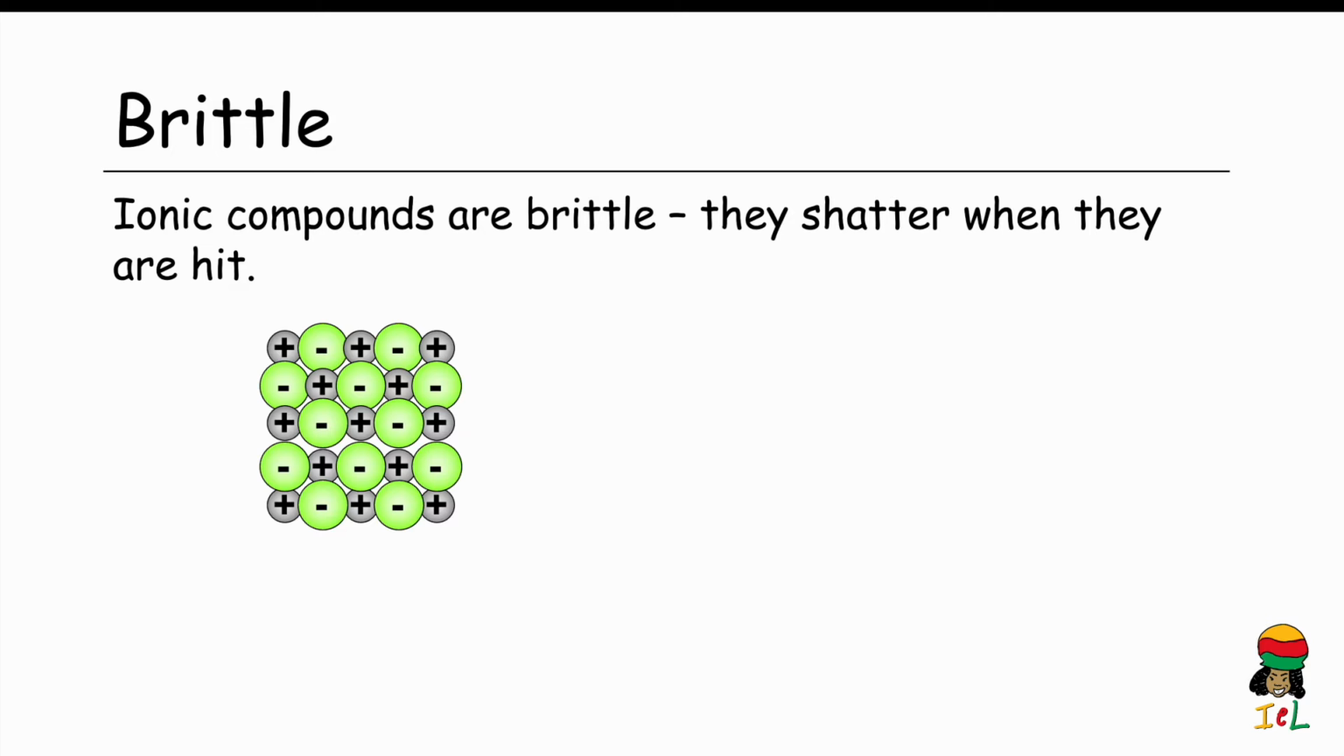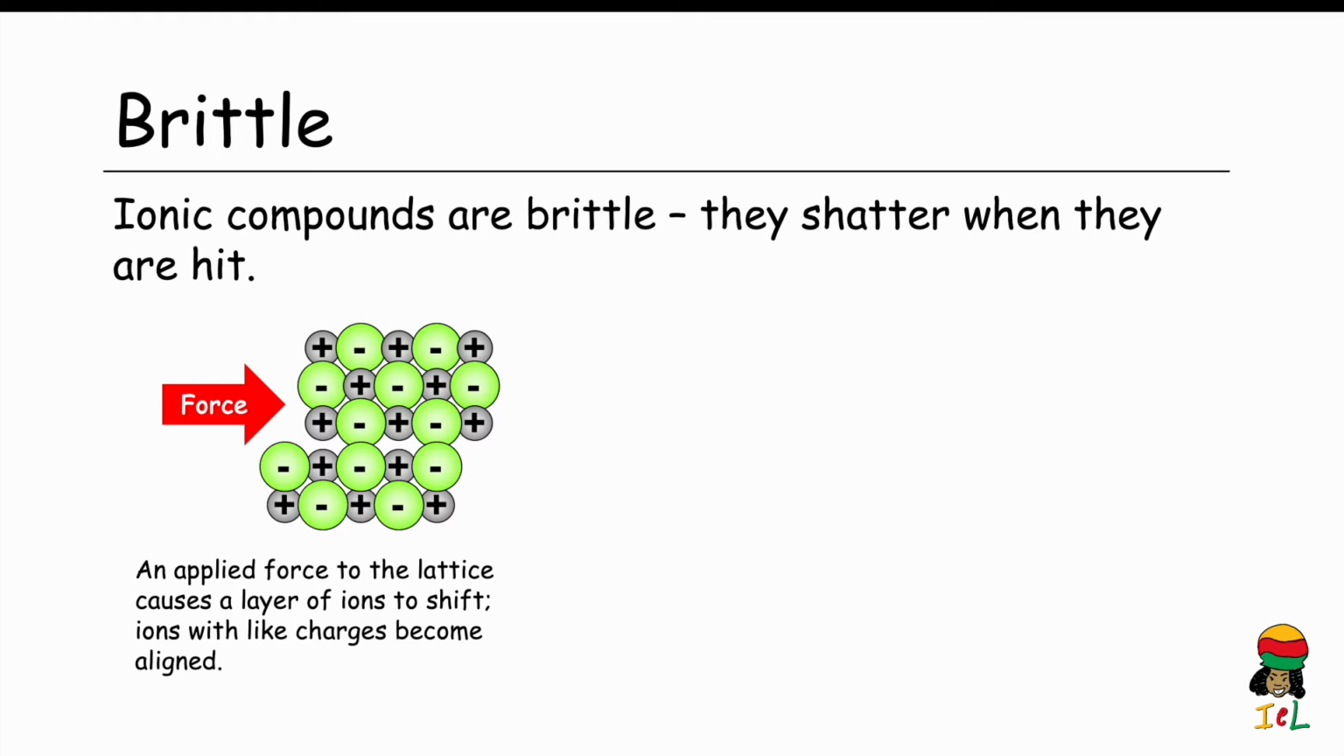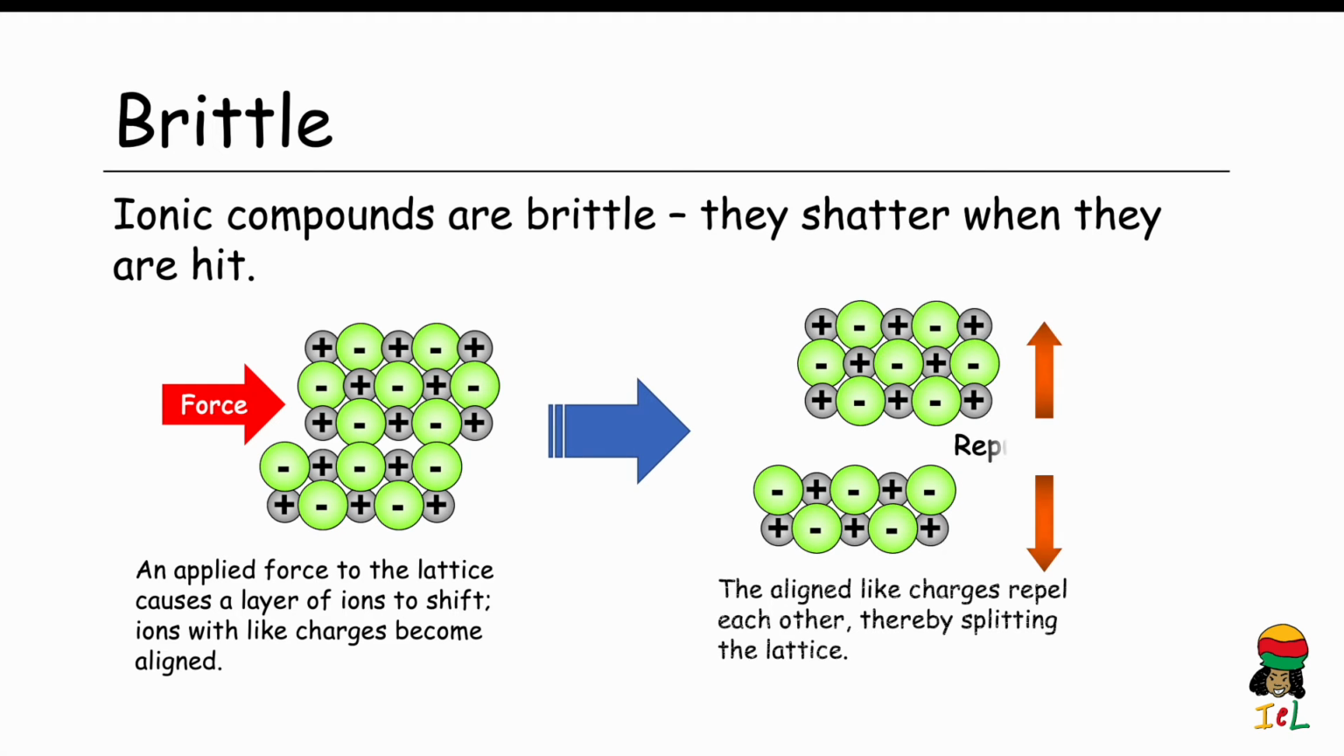The crystals are brittle because they shatter when they're hit. So if a force is applied to an ionic crystal, what happens is that the layer of ions will shift at the point where the force is applied, and at some point the like charges will align. And as we know, when like charges come together, they repel each other and thereby split the lattice.